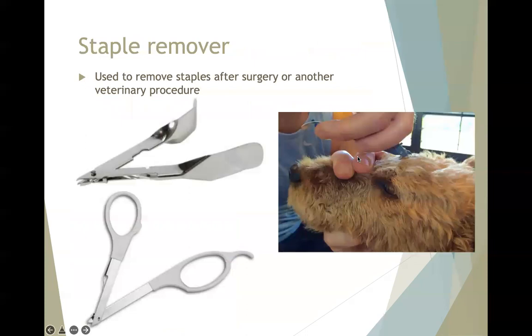Next tool we're going to look at here is our staple remover. And we're going to use these to remove staples after surgery. We looked at this in our chapter 9 lecture as well. So these are just two different examples. We have ones that are our thumb staple removers, and then our other ones that actually have little thumb loops. So that's going to be preference.